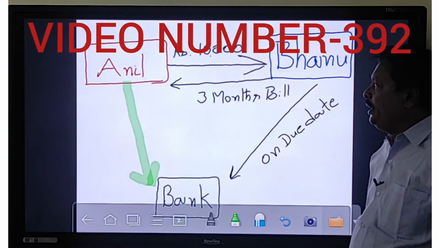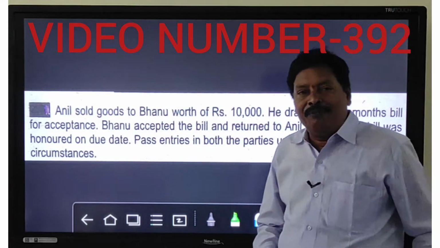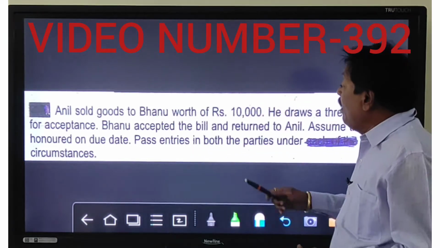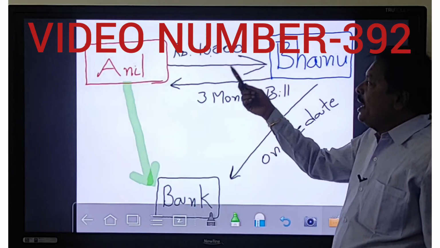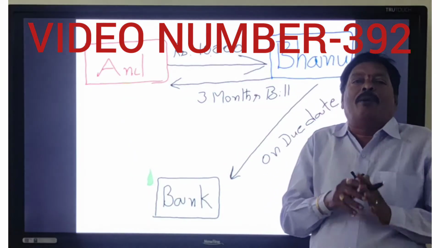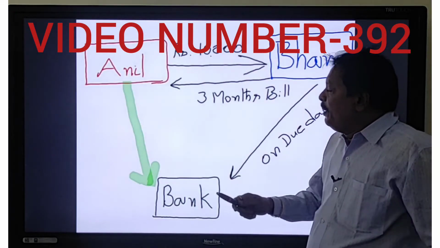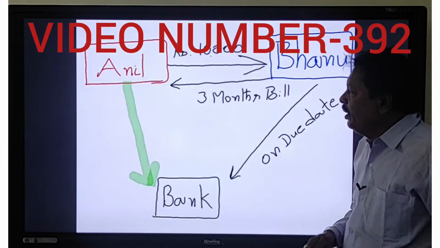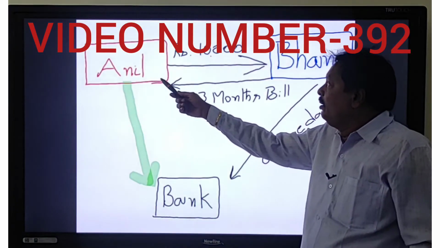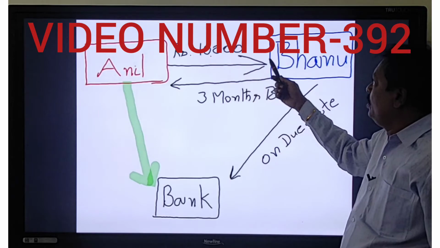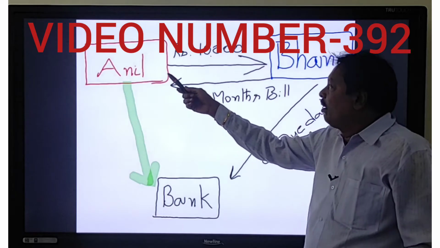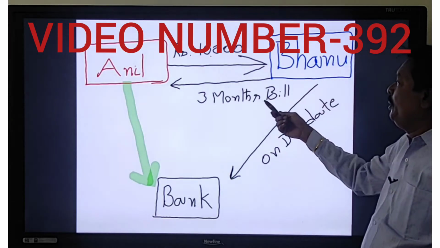First of all, the student must read the problem carefully once or twice in the examination, and after reading the problem, the student must draw this diagram. This diagram reveals the entire problem's information. With the help of the diagram, I can read the problem. Anil sold 10,000 worth of goods to Banu. This is the first transaction. On the same date, Anil draws a bill on Banu for 3 months duration.